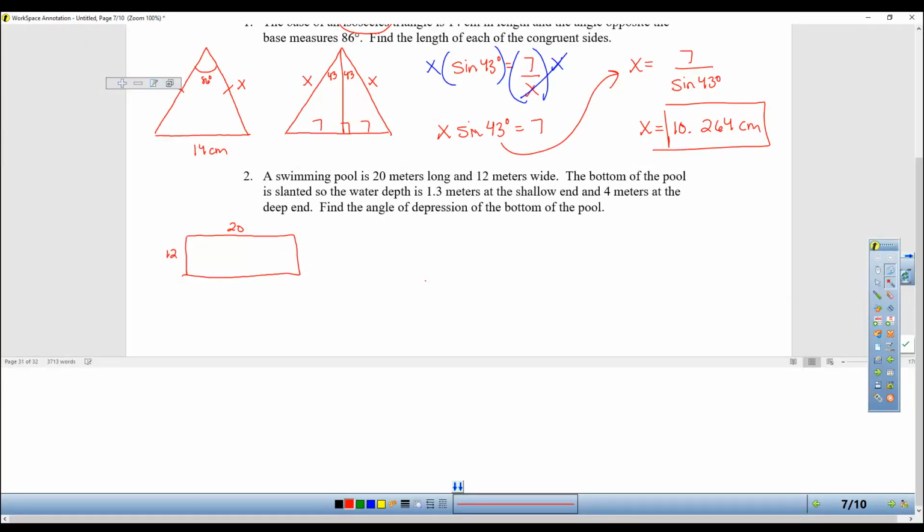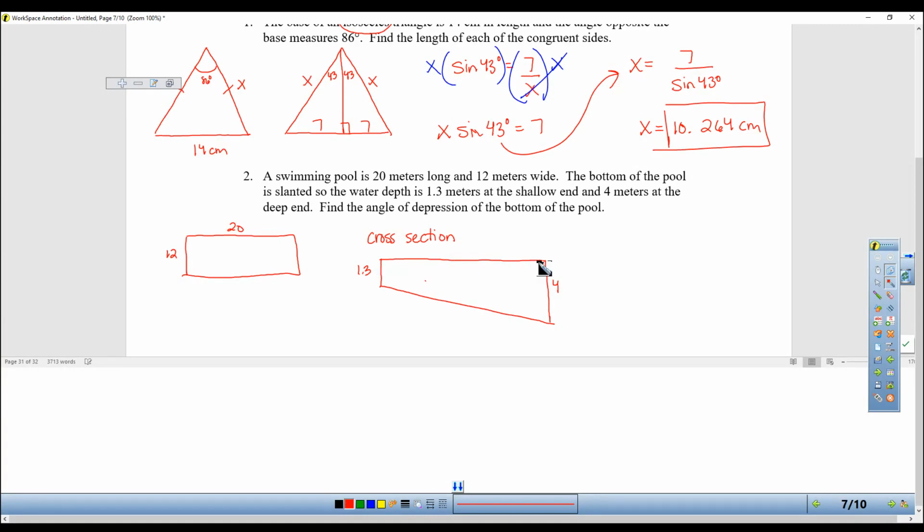So instead, I want to do what we call a cross section. That's when you look at something from its side. So from the side, this pool is 1.3 meters deep at the shallow end, and then it goes all the way down until it's 4 meters deep. We call that a cross section, and this is the top of the pool.